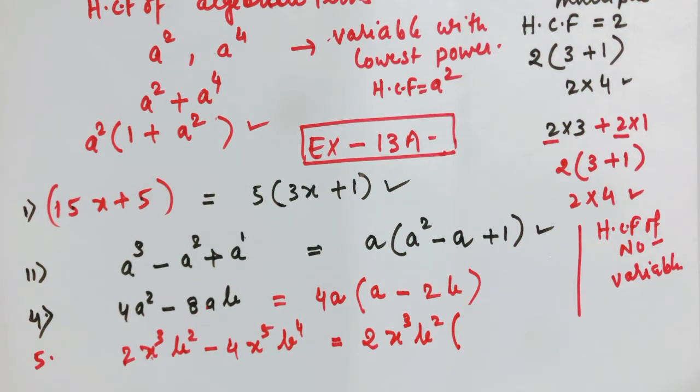Now what you will do? You will have to divide each of these by the HCF. So when you divide 2x cube b square by 2x cube b square, you will be left with 1, isn't it? And when you divide this particular term by 2x cube b square, you will be left with minus 2. x to the power 5 divided by x to the power 3 is x to the power 2. b to the power 4 divided by b square is b square. This is your solution.